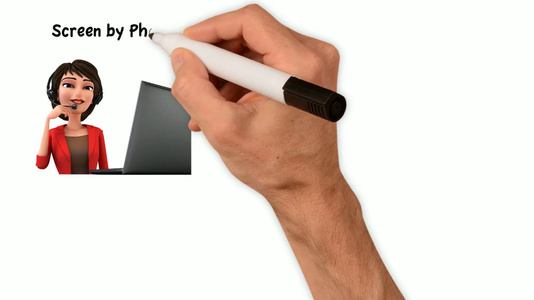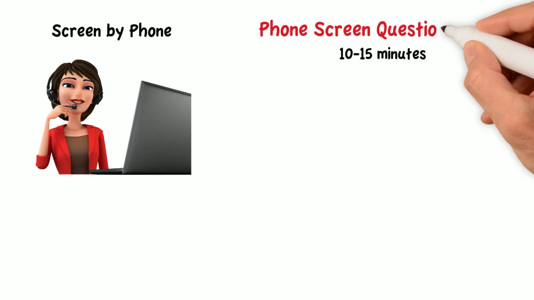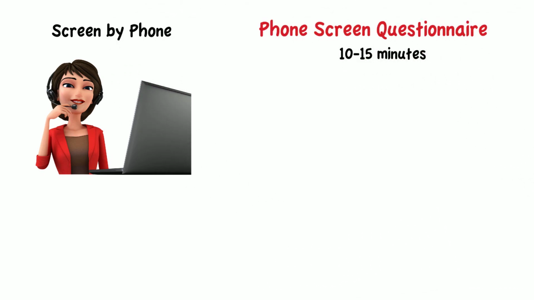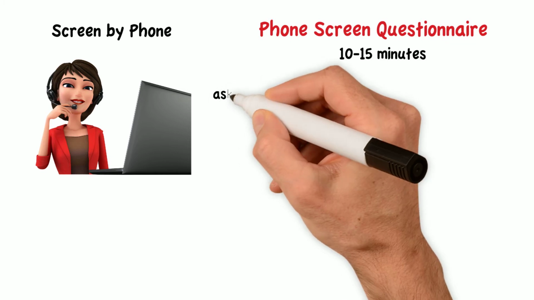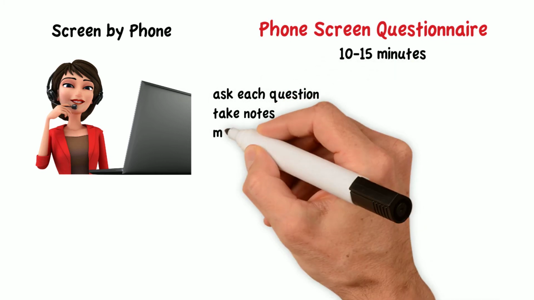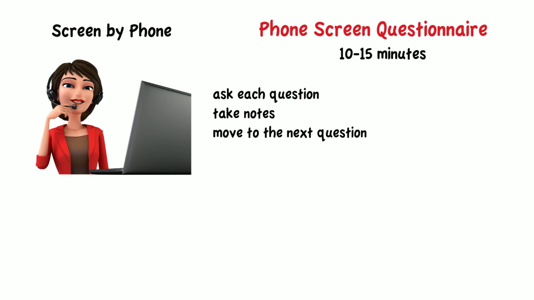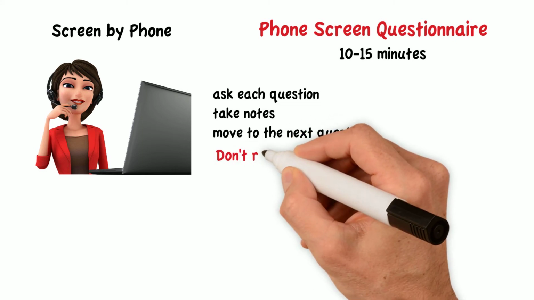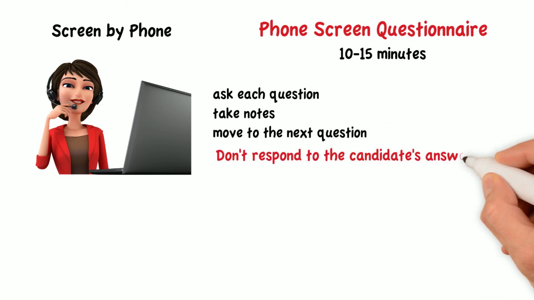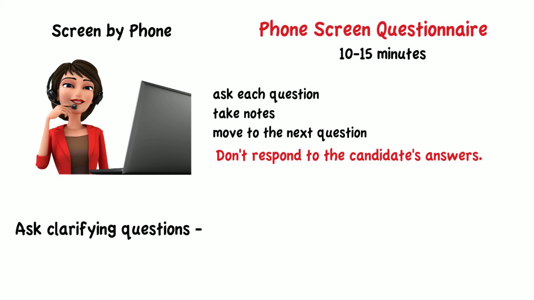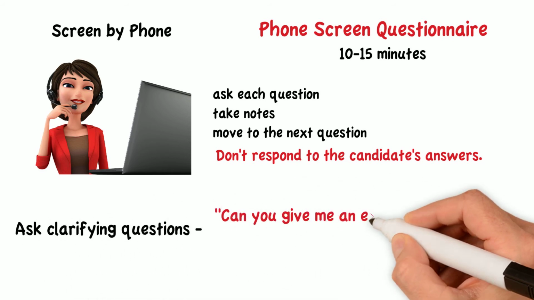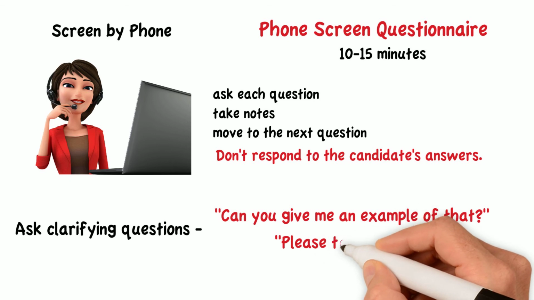We start with screening by phone using the phone screen questionnaire. After a brief introduction of why you're calling and what the job involves, tell the candidate that you'd like to ask them a few questions. Ask each question, take notes, then move to the next question. Don't respond to the candidate's answers. Feel free to ask further clarifying questions like, can you give me an example of that? Or, please tell me more.